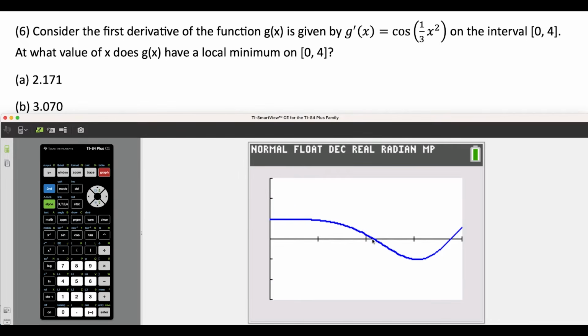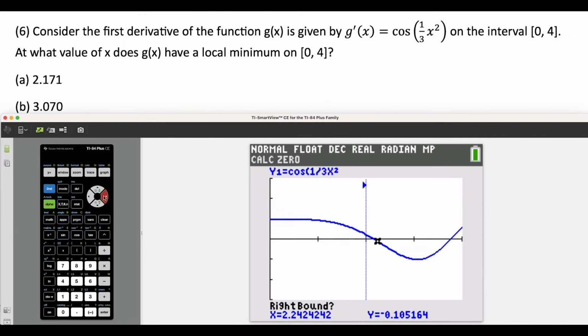The first one would actually tell us a local maximum because the graph is changing from positive to negative. And I promise you, if you were to find this one here, let's say you press enter before, you go after, press enter a second time and a third time, see how you get 2.171. So A is a very dangerous bear trap.